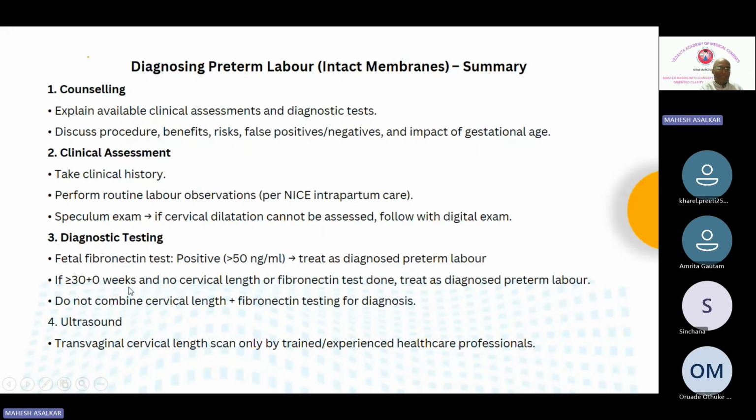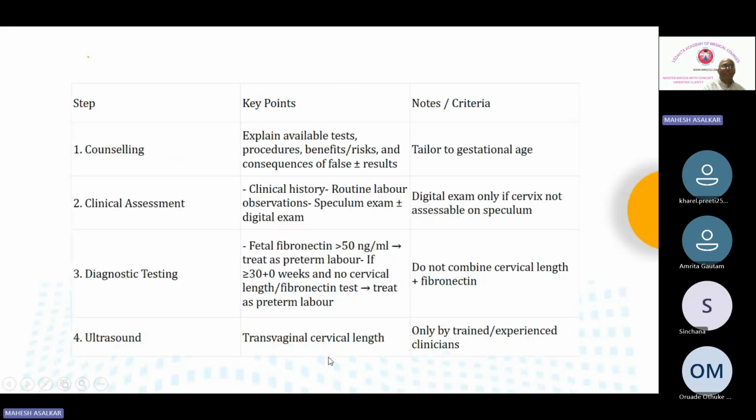If she is more than 30 weeks and no cervical length or fibronectin test is done, treat as diagnosed preterm labor. Then do not combine cervical length plus fibronectin testing for diagnosis. So cervical length plus fibronectin is not to be combined. Ultrasound, you do cervical length by a trained professional. So counseling, clinical assessment, diagnostic test, fetal fibronectin more than 50 nanogram per ml, we will treat as preterm labor. If she is more than 30 weeks and no cervical length or fibronectin test is available, then we will treat her as a case of preterm labor.